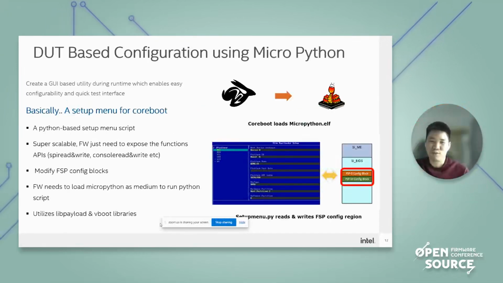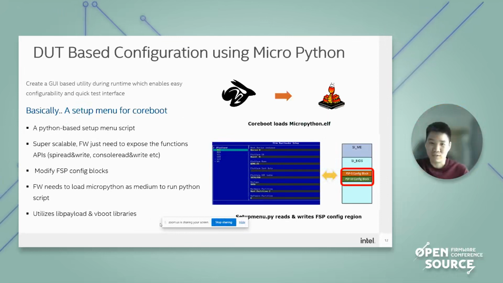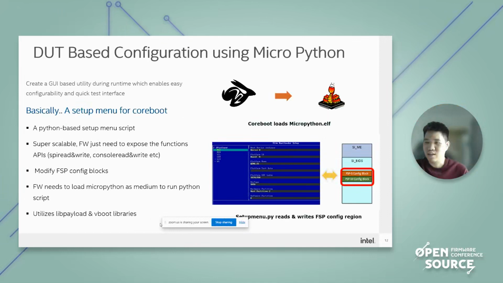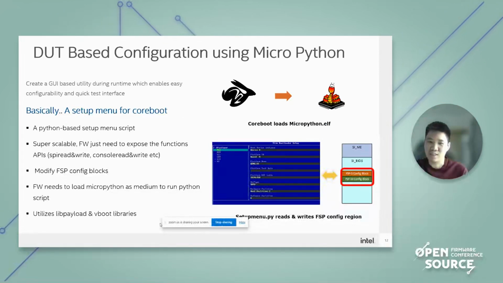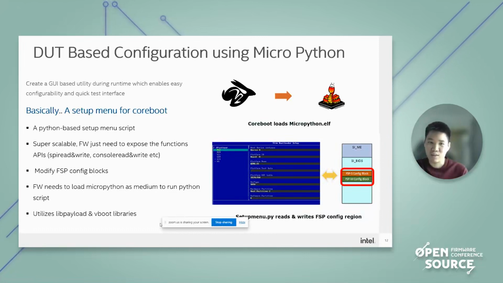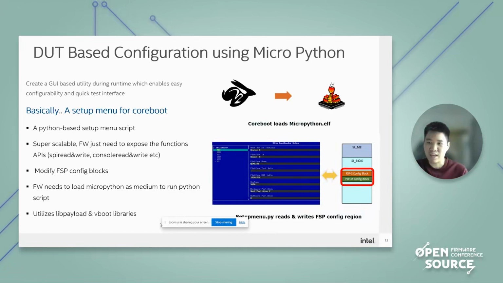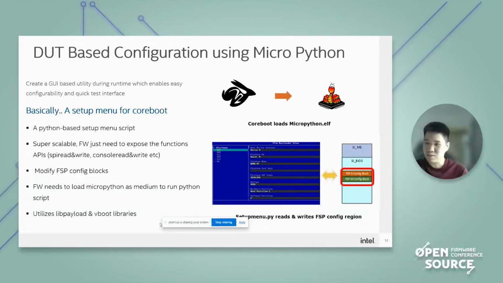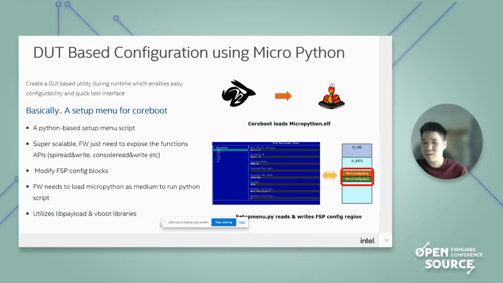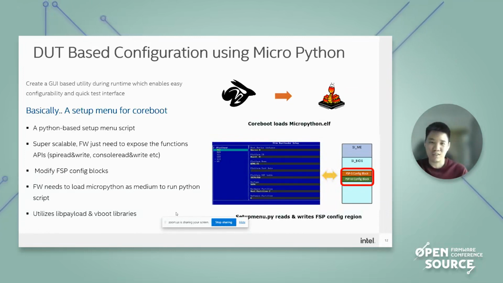So thanks, Maulik, for the explanation on the host-based configuration. Basically, the DUT-based configuration, you can know it as a basic setup menu. I'm pretty sure all of you firmware developers have used a setup menu before. It's very easy to use, and with the setup menu available, you can just change the parameter without the need to refresh the whole image. So that's basically a very good tool for us.